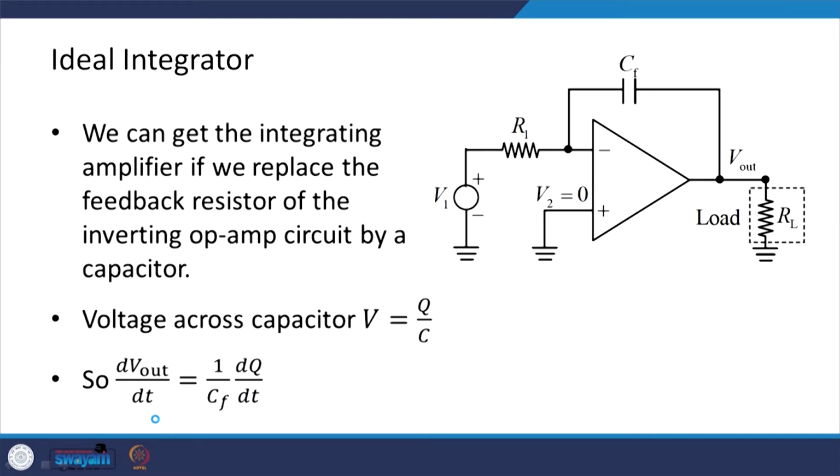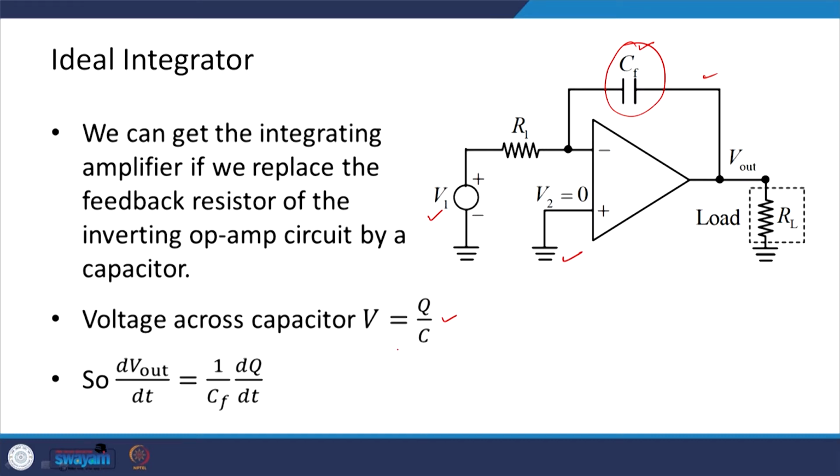Next, let us see the use of operational amplifier as an integrator. So, for that purpose, in the feedback circuit, I replace the feedback resistor with a capacitor of, say, capacitance Cf, okay, and I have a signal, say V1, supplied to the inverting side, and the non-inverting side is grounded over here, okay. So, the voltage across the capacitor is actually Q by C. This is the general equation which we all know, okay.